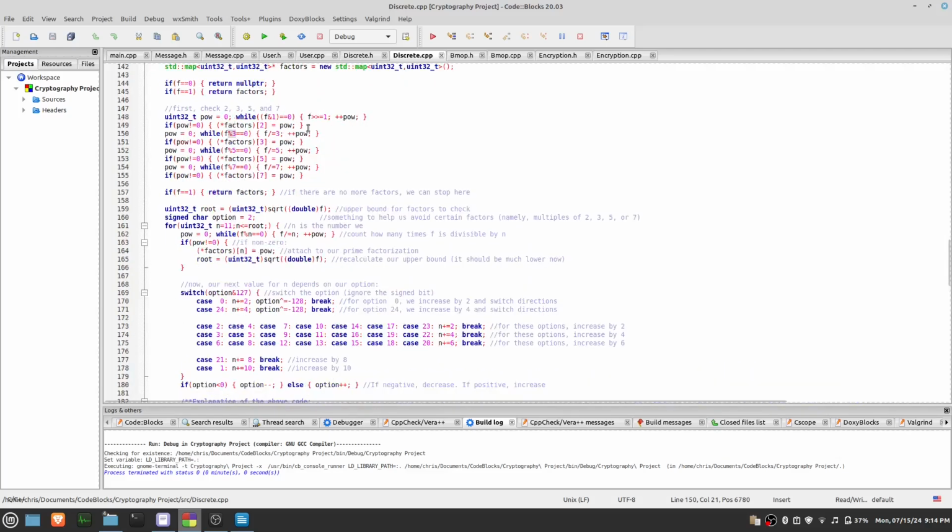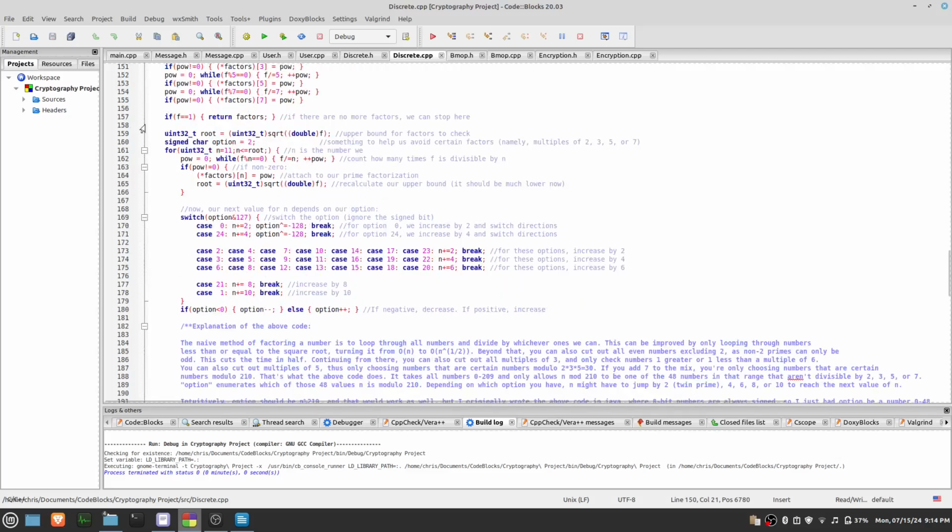But anyways, after you factor those out, you next see if the number is 1. If those were the only factors, if after dividing them you only have 1, then you're done. Otherwise, you perform a loop up until the square root of f, looking for factors. When you find a factor, you divide your number by that factor and then recalculate that square root. So now you have to search an even smaller domain.